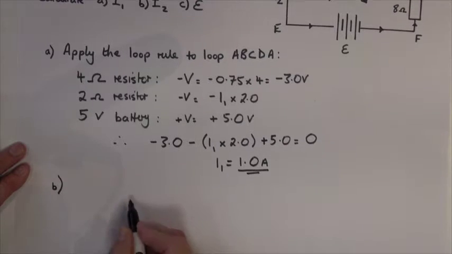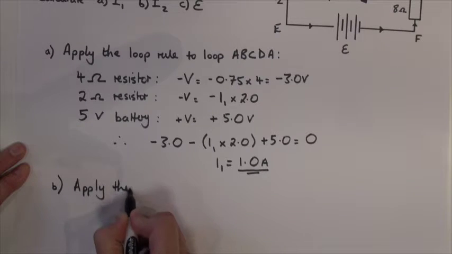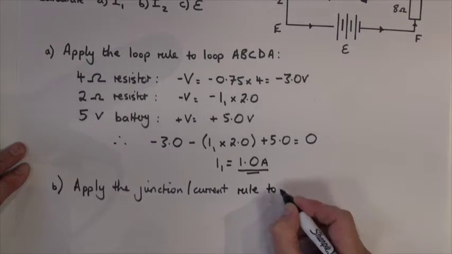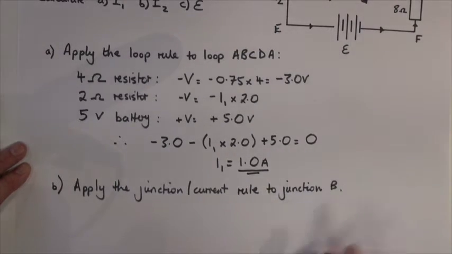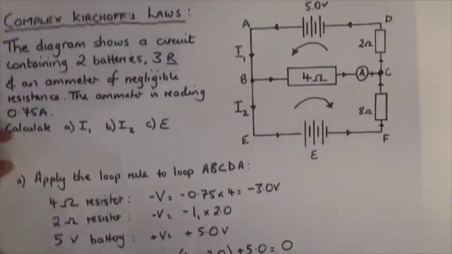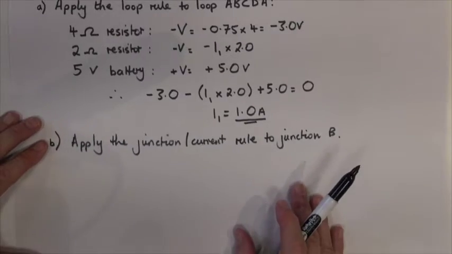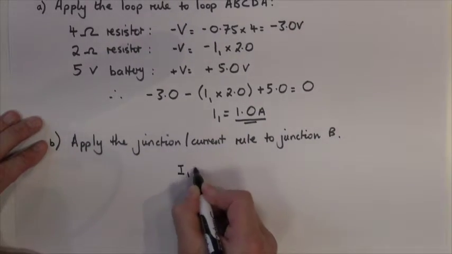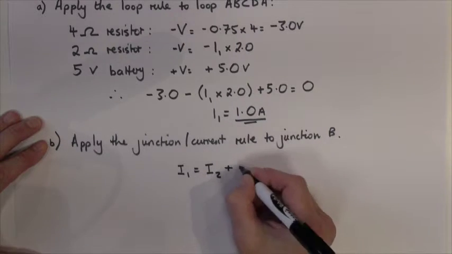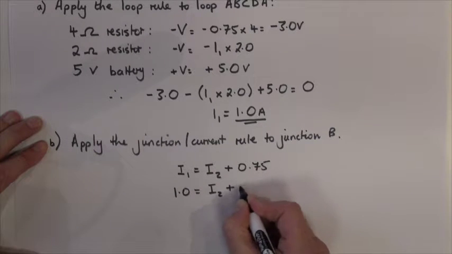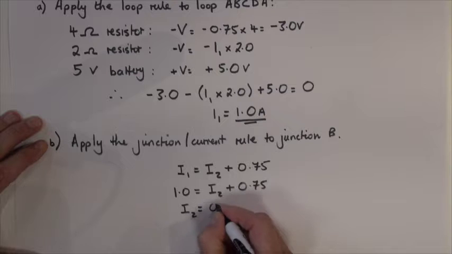So let's look at solution B. In this case, we're going to work out the current I2. In order to do this, we have to apply the junction or current rule. This rule states that what comes in is equal to what comes out. So we're following I1 going through, which we know is 1 amp. We know that we've got 0.75 coming off, and we're going to find out what I2 is. So I1 equals I2 plus 0.75. I know that I1 equals 1, so rearranged, I2 is 0.25 amps.